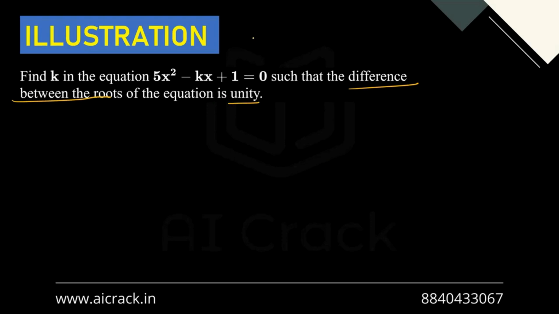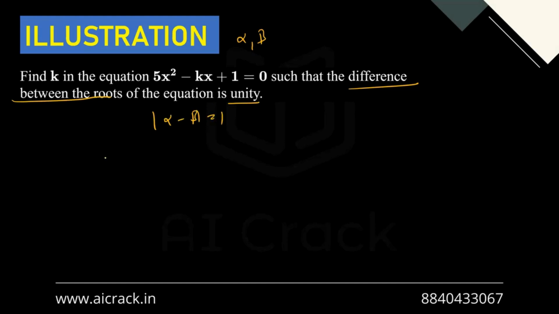So what do we mean by that? Let's say this equation has roots alpha and beta, right? So that means alpha minus beta equals to 1 or beta minus alpha equals to 1. You cannot say if it is alpha minus beta or beta minus alpha. It can be any of these, right? So that means modulus of alpha minus beta is 1. Okay, we can simply say that.